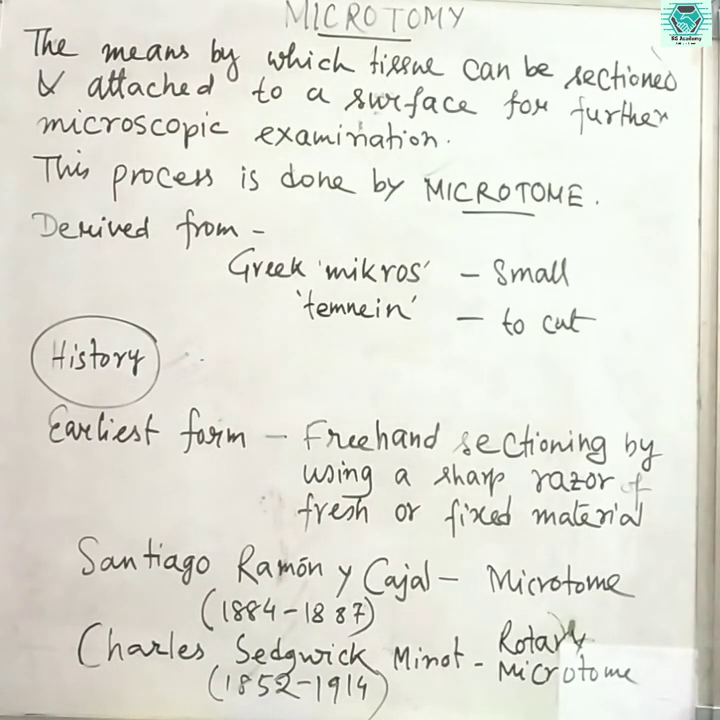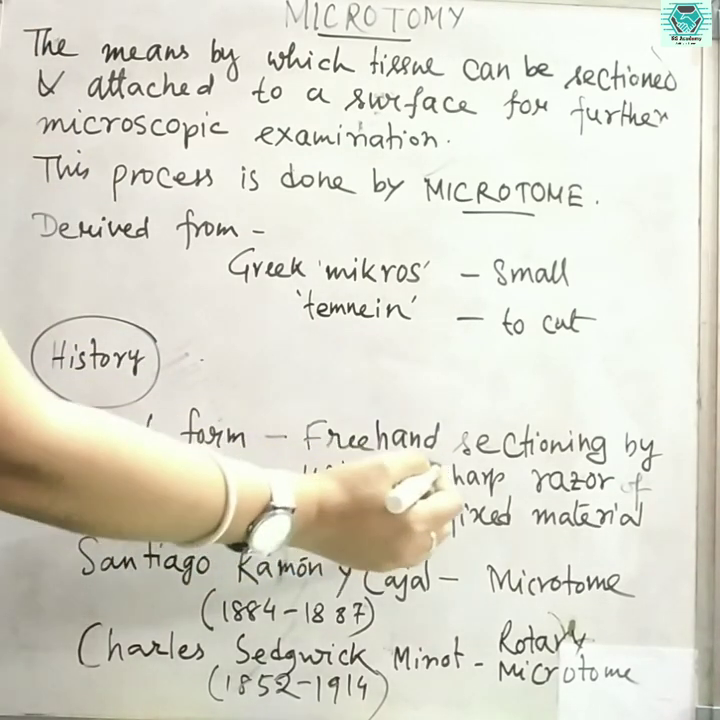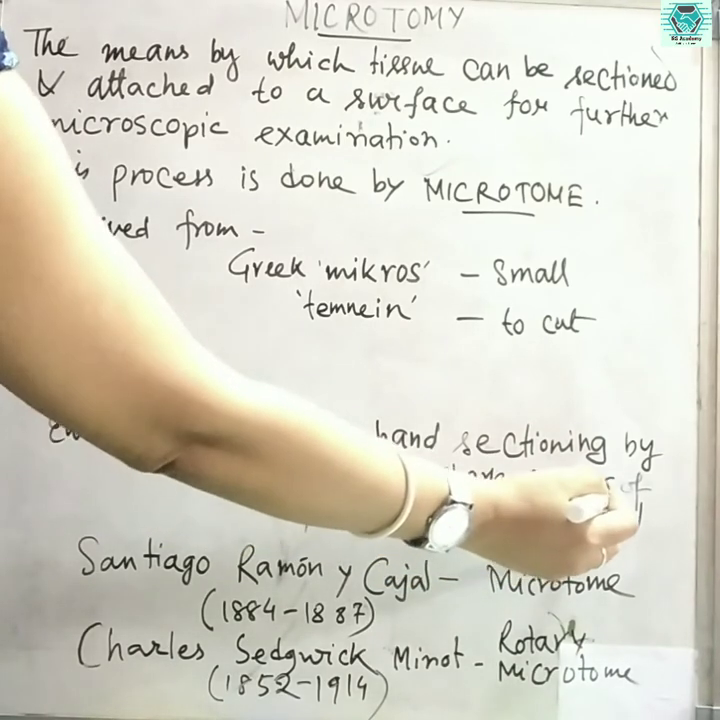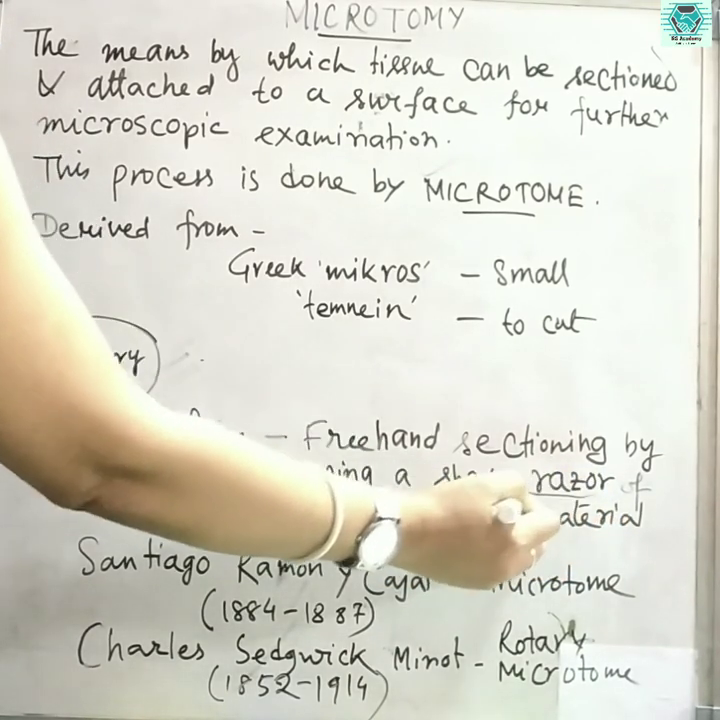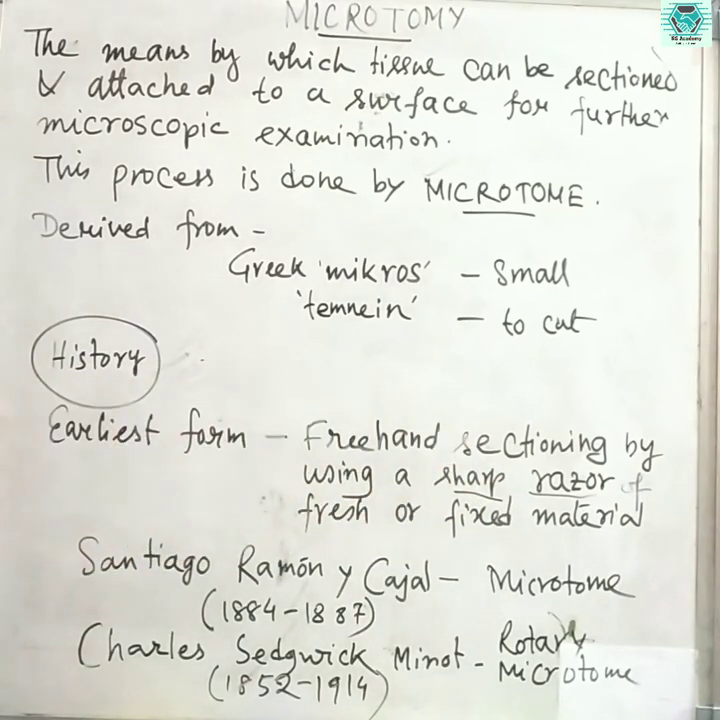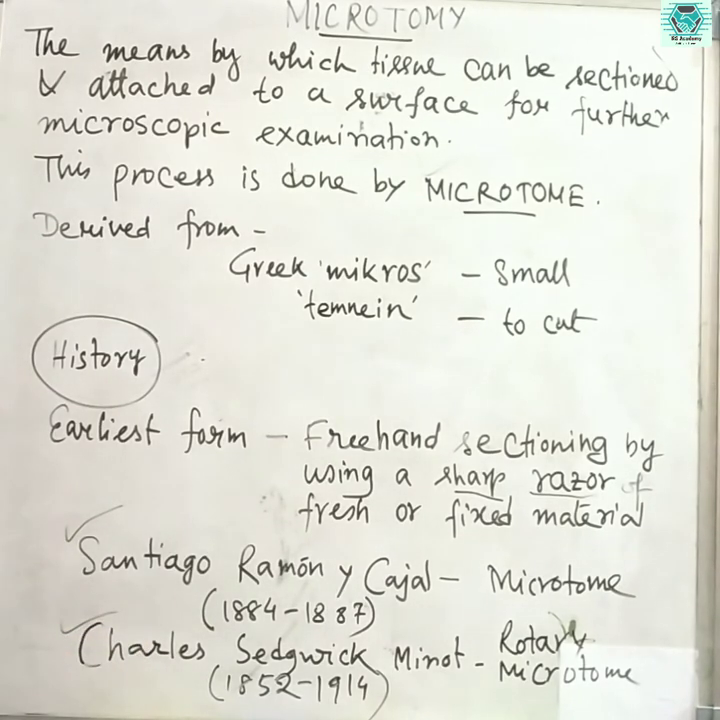So next we move to the history, that is, what happened in the earliest ages. Freehand sectioning was done by using a sharp razor, of the fresh and fixed material. Santiago Ramon y Cajal, in 1884 to 1887, produced the microtome, whereas Charles Sedgwick Minot invented the rotary microtome.